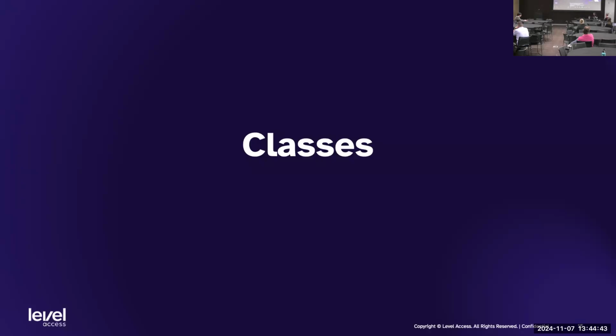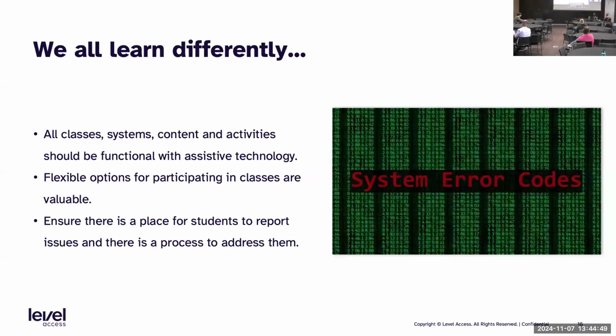And now I'm going to shift a little bit to the topic of classes. I was actually able to be in a little bit of the last session, where I was really happy to see this theme reflected: we all learn and process information differently. On the screen, I have a picture that says system error codes. It's a black screen with green error text, and then it says system error codes in red. It doesn't actually meet minimum contrast.